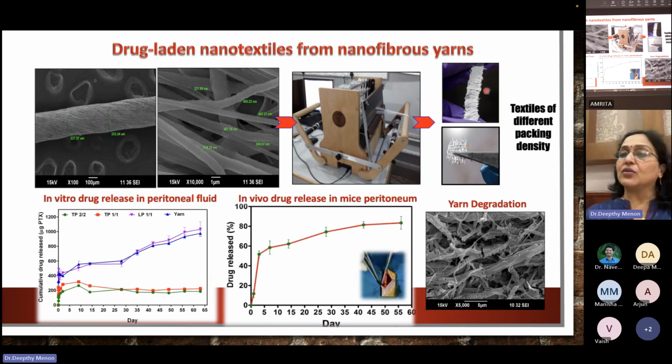We check the drug release. You can see that this is tightly packed. This is loosely packed. Now we have a yarn like this. We have something like this. We have intermediate structures also. And we have a very tightly packed one.